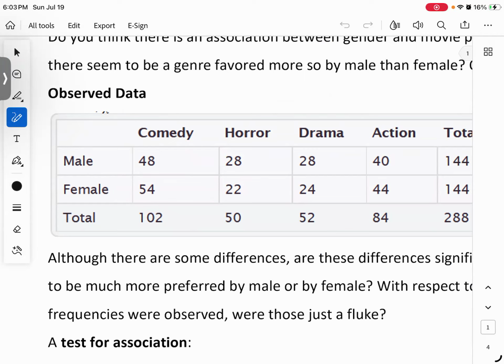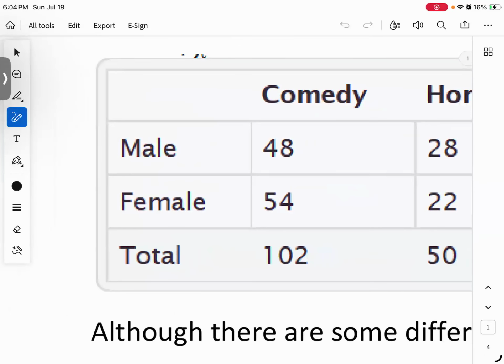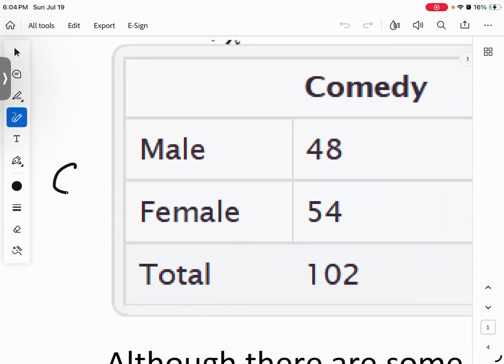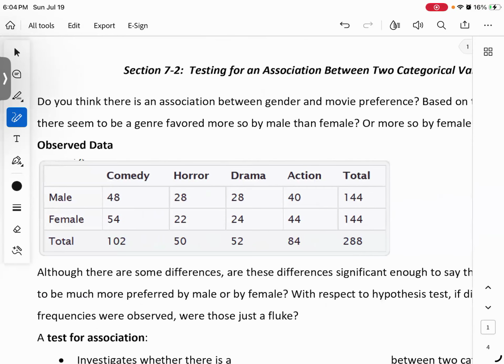In this first example, there's actually nothing for us to do, just to show us what the procedure is that we go through whenever we're testing to see if there's an association categorically between two different variables. In the first side of this table, we have male versus female. The other categorical variable is the type of movie that they might prefer. You've got comedy, horror, drama, and action.